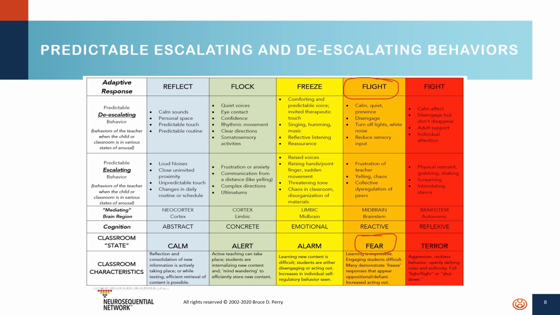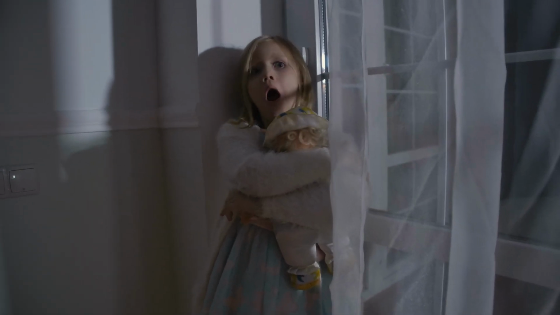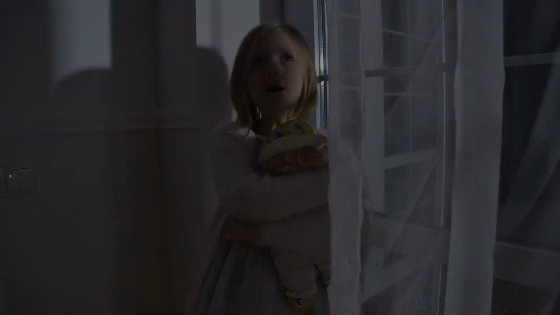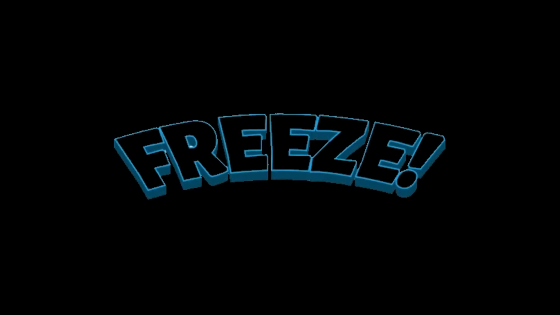The key for our purposes are the rows with predictable de-escalating behaviors and predictable escalating behaviors for the 5 different states. These show what we can do as parents or caregivers to help a child move from one state to the other. For instance, imagine that you just heard a crash from the other room. When you investigate, you find a child who has just broken something and is standing there, looking at the debris with a worried expression. What state do you think the child is in? Is that the adaptive response?